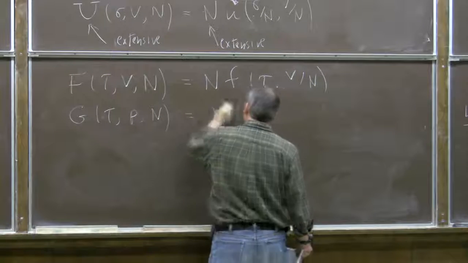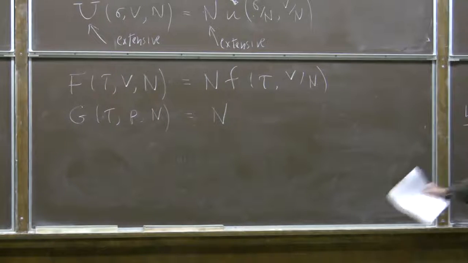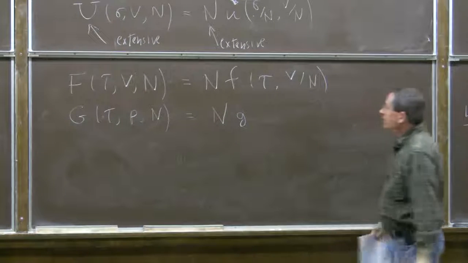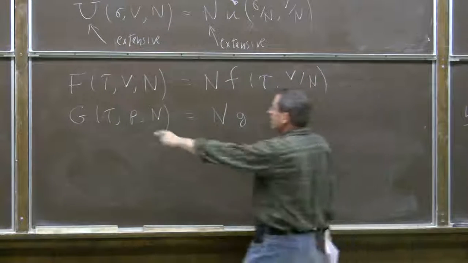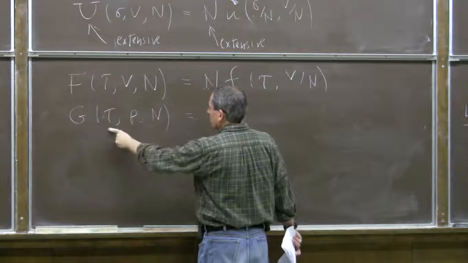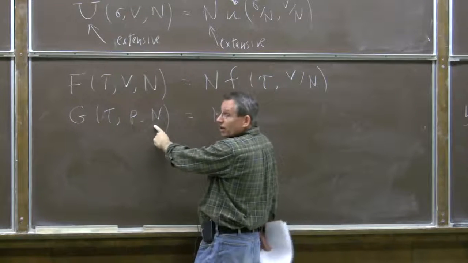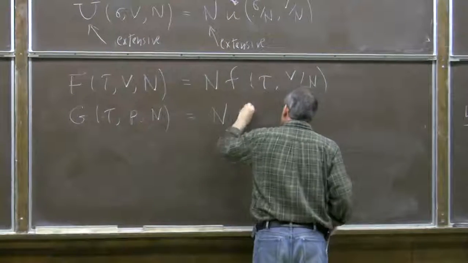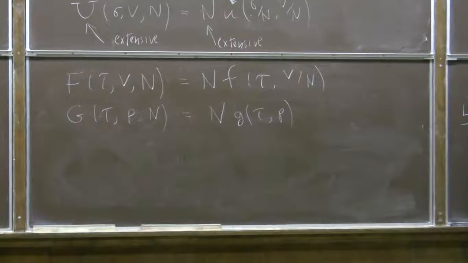So if I factor out the total number of particles, little g, the Gibbs free energy per particle, has to depend on intensive quantities that I can obtain from tau, p, and n, but those are just tau and p, right? Because I have no other extensive quantity to divide by n. So the Gibbs free energy per particle is just a function of the temperature and the pressure.